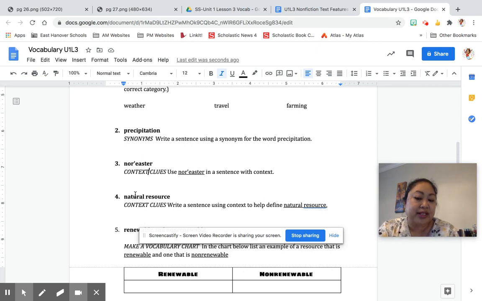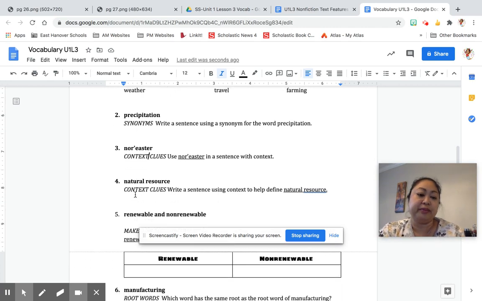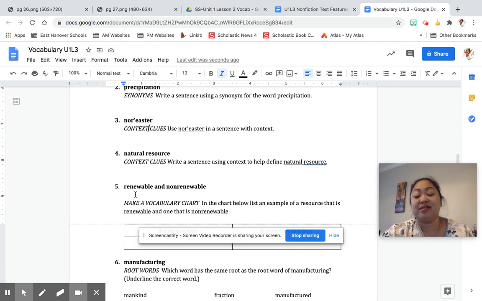And remember, we talked about this last lesson, that context clues help us figure out what the word means. So you can't just say there was a nor'easter yesterday, because there are no clues to tell me what nor'easter means. So you want to give me some clues in the sentence that tells me what a nor'easter is. Okay? Natural resource. Again, we're going to use context clues. Great readers and writers can create sentences using context clues.